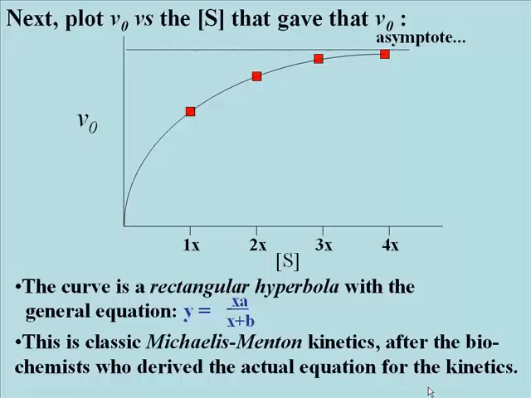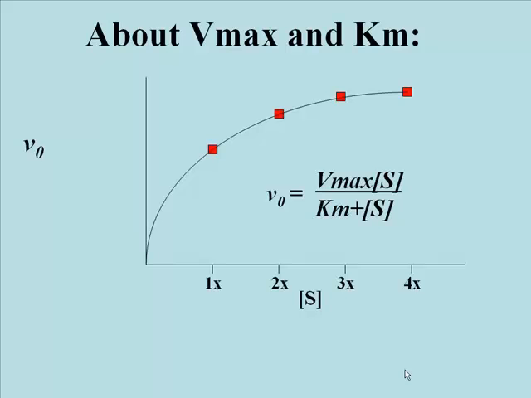This is classic Michaelis-Menten kinetics, typical of many catalyzed biochemical reactions, named after the biochemists who derived the actual equation for the kinetics. The equation for this curve follows the formula of that for a rectangular hyperbola and is the initial velocity, or V0, equals Vmax times the substrate concentration divided by something called Km plus the substrate concentration. So now let's talk a little bit about Vmax and Km.